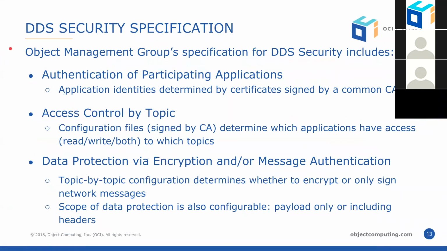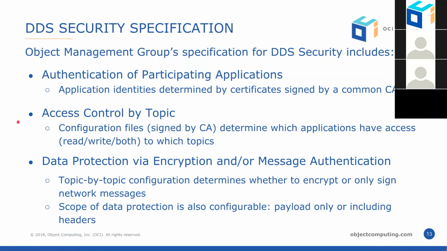Let's look at what the security specification provides in a little bit more detail. There are really these three key areas: authentication of participating applications. So an application's identity is determined by certificates that are signed by a common certificate authority. Then access control. This can be done at the topic level. Configuration files that are signed by the CA determine which applications have access to which topics.